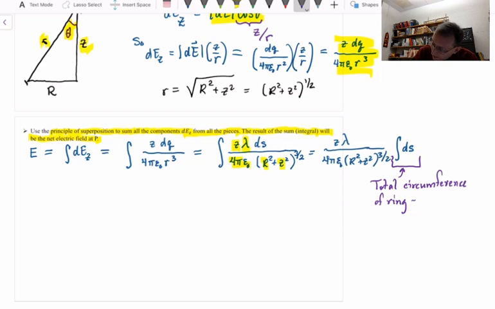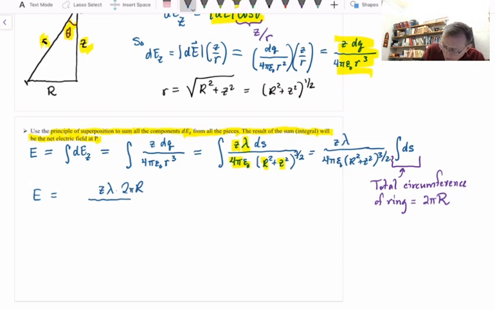Then remember your basic geometry. That's 2 times pi times the radius, big R, of the ring. Don't put little r. That's not the radius of the ring. Right? Every symbol has to have meaning to us here. So look at the final answer for E. Z times lambda times 2 pi big R over 4 pi epsilon 0 times big R squared plus Z squared all to the 3 halves. I know it might look weird, but that's what we get.